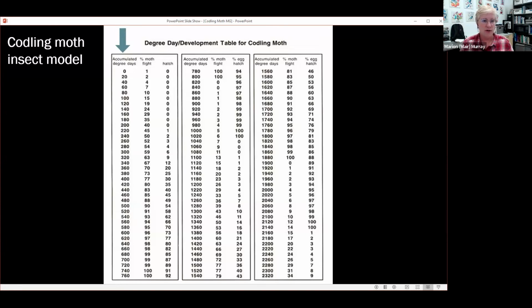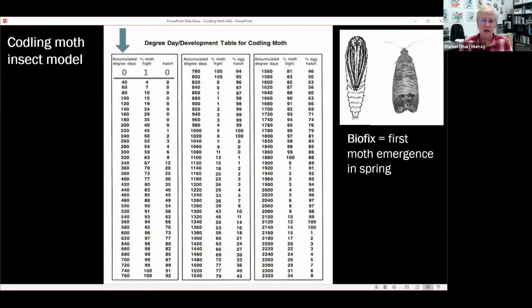So if we start up here at the top left, remember I mentioned that biofix is when the moths first come into the traps or first fly. So that would be this first 0. We start at 0. That's when the codling moths first emerge. And then the codling moths will go through an emergence of the adult flight, and then the eggs will start to hatch. So we have adult flight from 1 to 100, and egg hatch 1 here to 100 there.